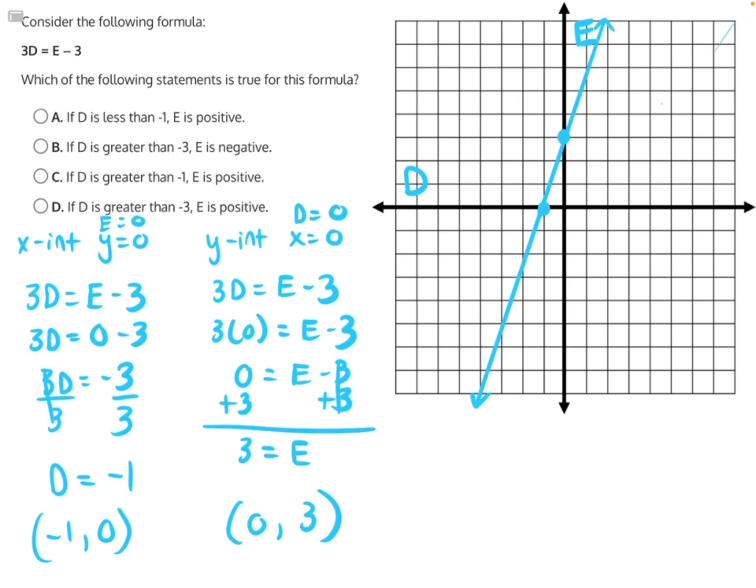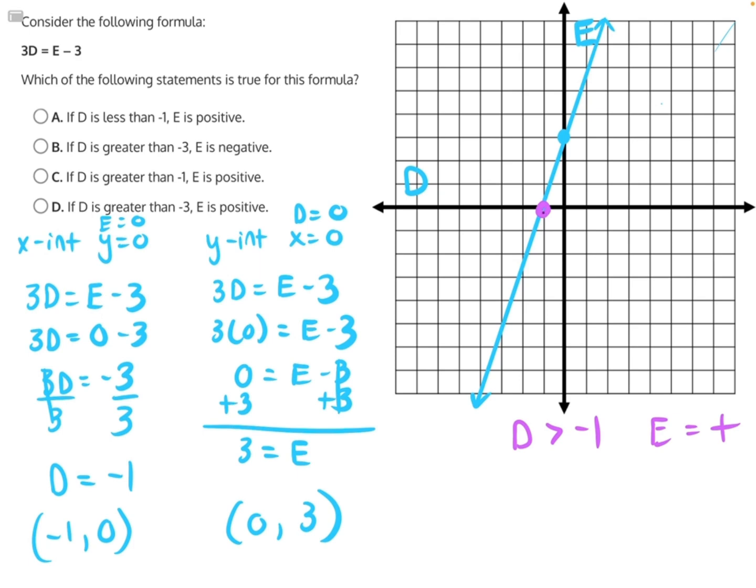Here I have plotted our graph, and I used our two intercepts. We had negative 1, comma 0, so I went to the left 1 and up 0, and then we had 0, comma 3. I went to the left or right 0, and I went up by 3. So now we can analyze this graph to help us figure out what our correct answer is. If we focus on our x-intercept here, we can see that all of the values to the right of this x-intercept, or that are greater than our x-intercept, have positive y values, or positive E values. So when D is greater than negative 1, our E values are all going to be positive.